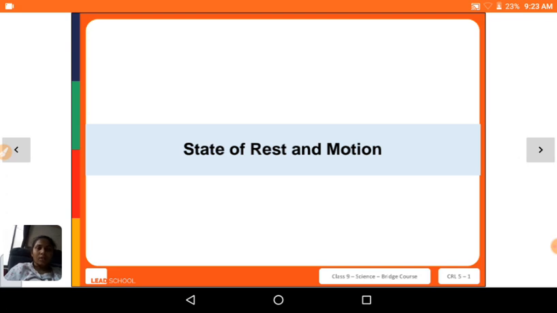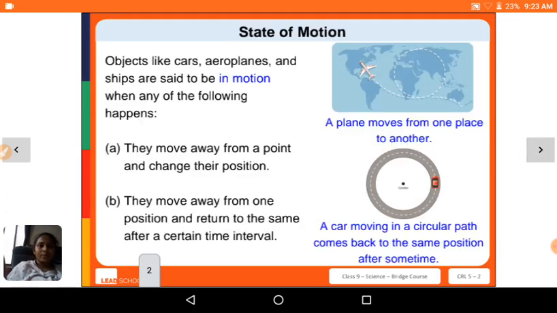State of rest and motion. State of motion. Objects like cars, aeroplanes and ships are said to be in motion when any of the following happens. They move away from a point and change their position. They move away from one position and return to the same position after a certain interval of time. See, a plane is moving from one place to another. We can say that the plane is in motion.